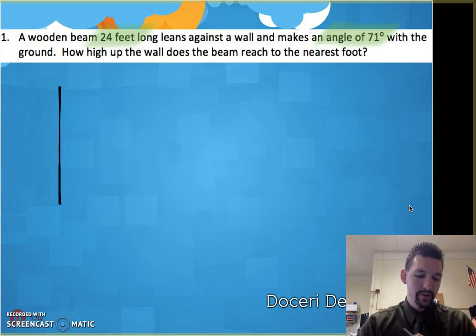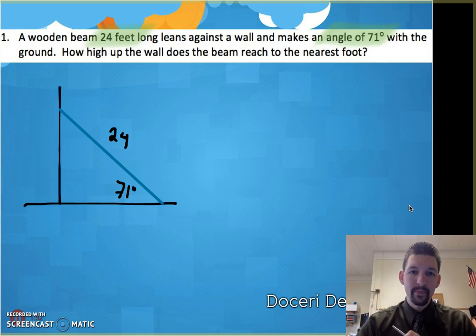So we have our house and the ground, and we have a wooden beam leaning against it. And we know that the beam is 24 feet long, and we know that it makes a 71 degree angle. So from here, we want to find how far up the wall does it go. So this piece right here. So if we label our hypotenuse, opposite, and adjacent, we can see that we are using opposite and hypotenuse, so sine.